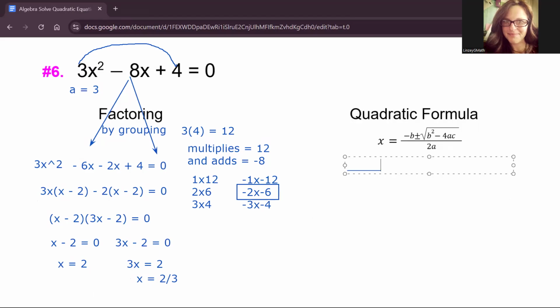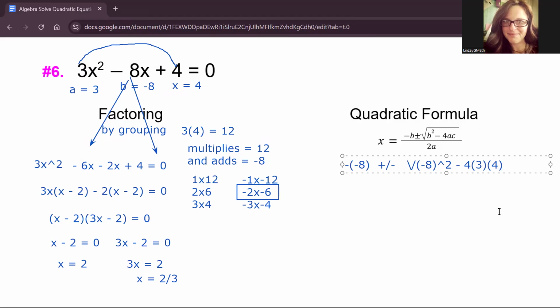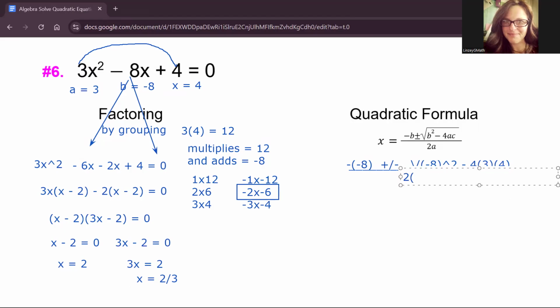Now let's use the quadratic formula. B is negative 8, C is 4, and we'll substitute. The negative is part of the formula. Negative 8 is B, plus and minus the square root of negative 8 all squared, minus 4 times A is 3, times C is 4, all over 2 times 3. A is 3.